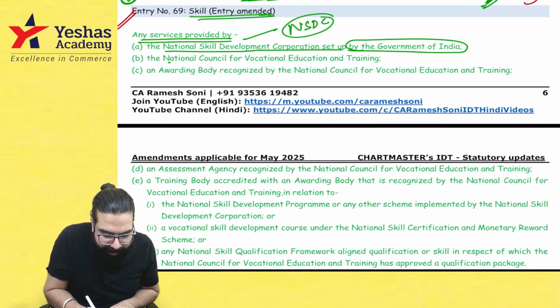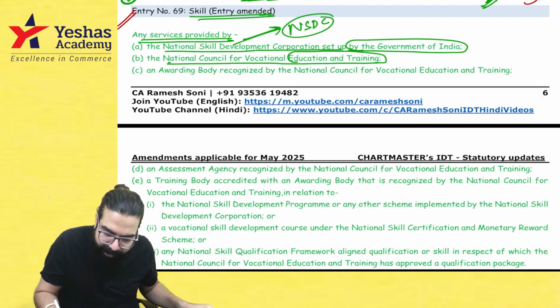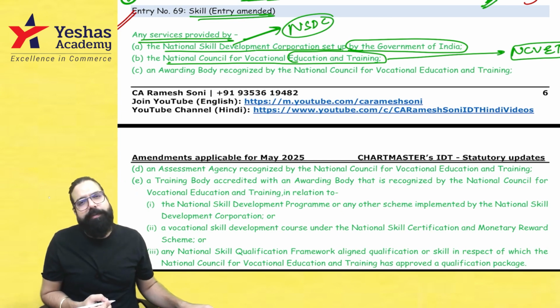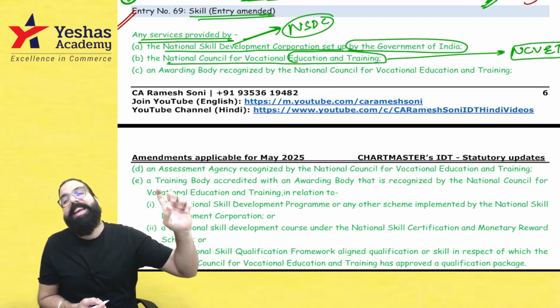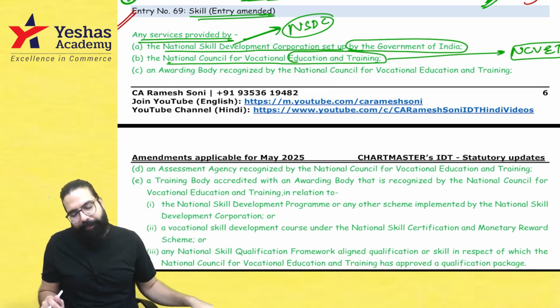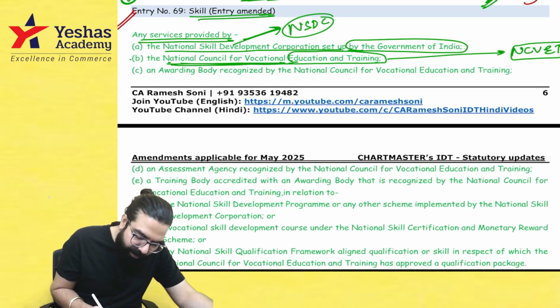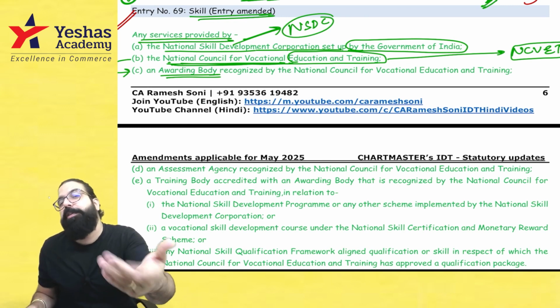Any services provided by the National Council for Vocational Education and Training, NCVT. Here we are talking about NSDC. Here we are talking about the National Council for Vocational Education and Training. Earlier it was called NCVT. Now the name has been changed to NCVET, E has been added: Education and Training. Or under NCVET, National Council for Vocational Education and Training, they will have awarding bodies. Awarding bodies means who will basically award participation certificates, etc.